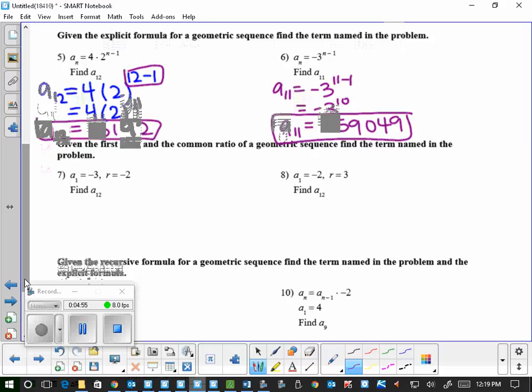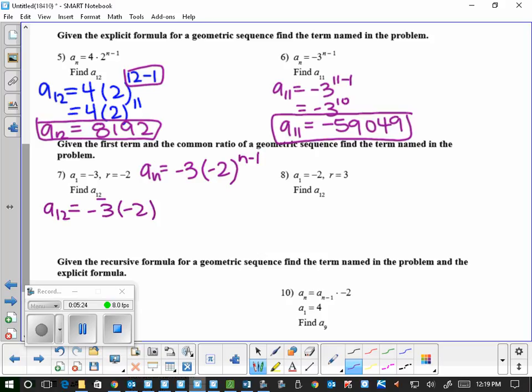Numbers 7 and 8: given the first term and the common ratio of this geometric sequence, find the term named in the problem. I'm going to go ahead and write my explicit formula. That's the easiest way to find these term numbers that are so big. We need our first term times our common ratio to the n minus 1. So I have a sub 12 equals negative 3 times negative 2 to the 12 minus 1, which is negative 3 times negative 2 to the 11th. Then I plug that in: negative 3 times negative 2 caret 11, and I get positive 6,144 as my 12th term.